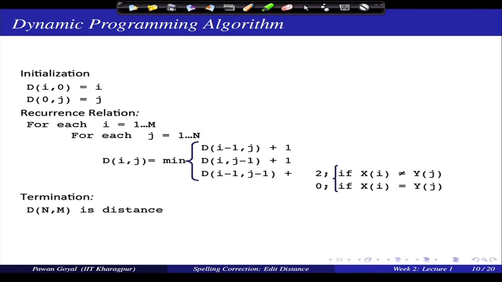Similarly, how do I go from 0 characters of x to j characters of y? I can do j different insertions. So that's why I can initialize di0 as i and d0j as j.